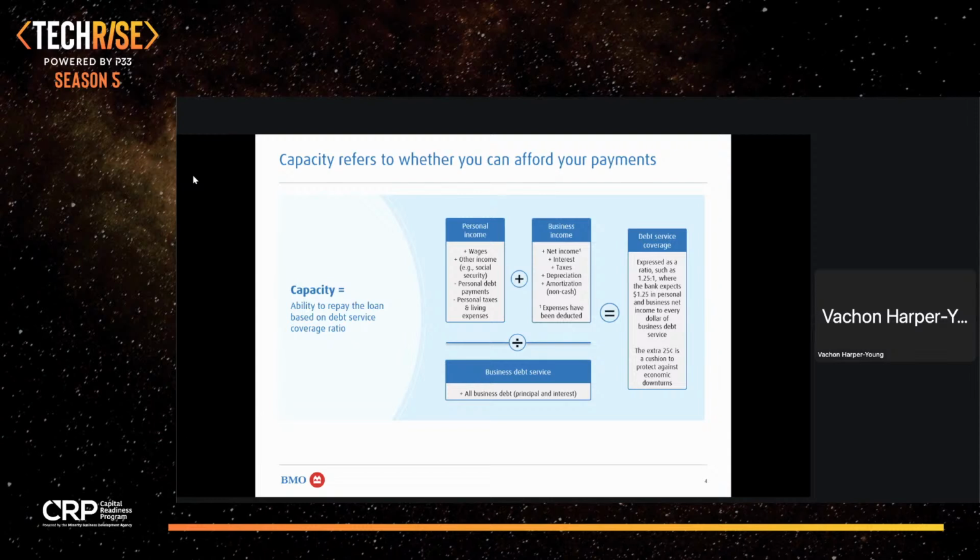And it is expressed as a ratio, such as 1.25 to 1. And this is where the bank expects $1.25 in personal and business net income to every dollar of business debt. You may ask, what is that extra 25 cents? That is a cushion to protect us against economic downturns.